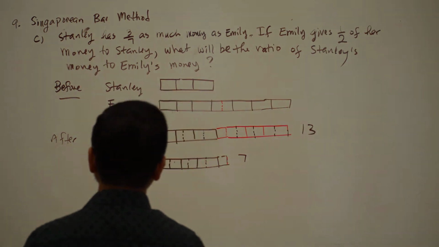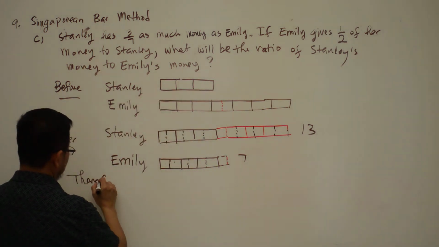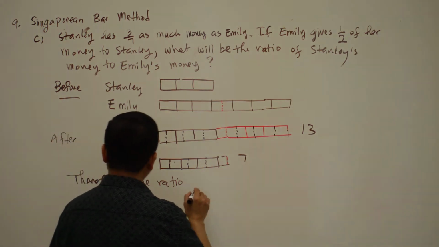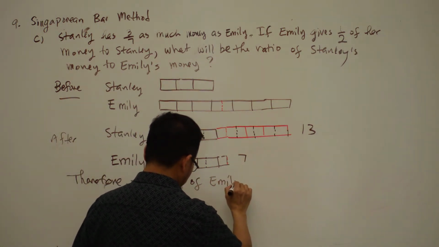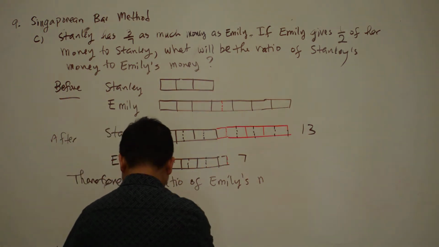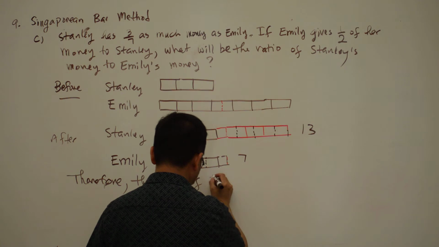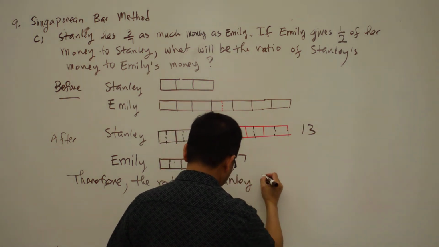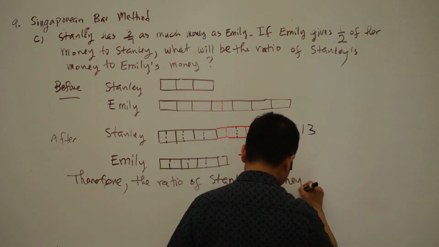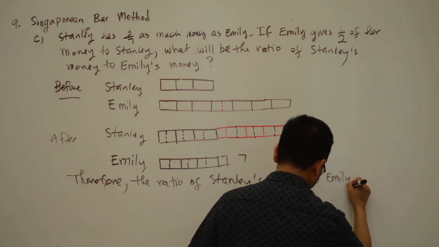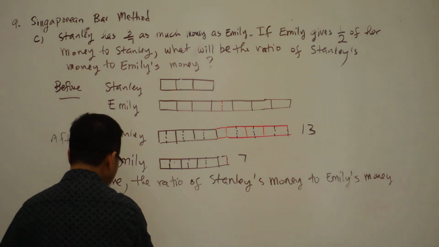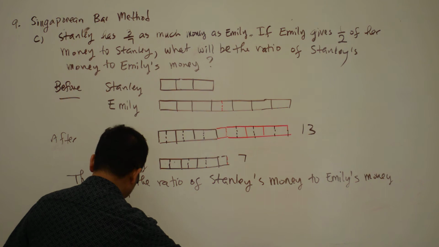So in this case, we conclude that, therefore, the ratio of Stanley's money to Emily's money, we should say what is the ratio? Okay, should be the ratio of Stanley to Emily. The ratio was Stanley's money to Emily's money. So it's 13 to 7. It's 13 to 7.